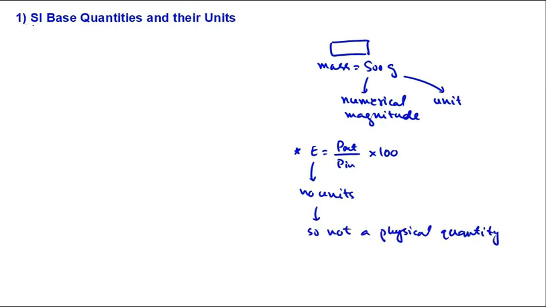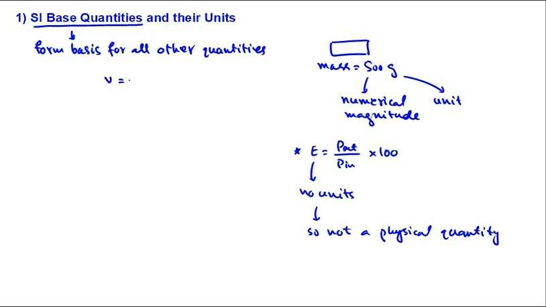Now look over here. Students, SI base quantities are the quantities that form the basis for all other quantities. That is, all other quantities may be expressed in terms of these quantities. Take speed for instance. We know that speed is given by the expression distance covered over time taken. Now here, distance and time are both base quantities, and speed on the other hand is a derived quantity because it is expressed in terms of two base quantities.